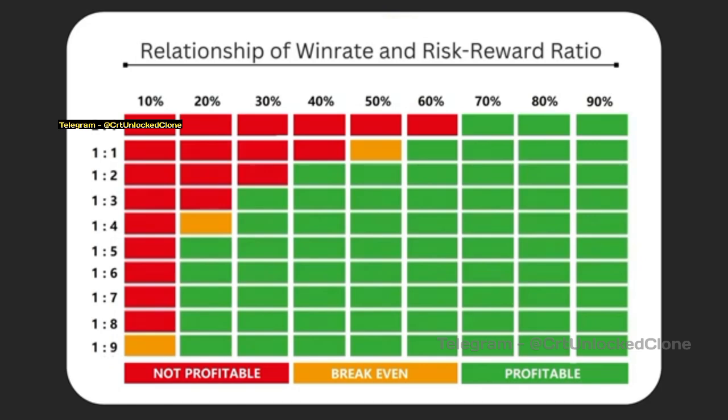You're risking $1 to make $2, right? If you lose a trade, you are losing $1, but if you are winning a trade, you are winning $2. So let's say you had 10 trades, right? And you had a win rate of 40%, right? And you won 4 trades and lost 6 trades, right? Because you had a 40% win rate.